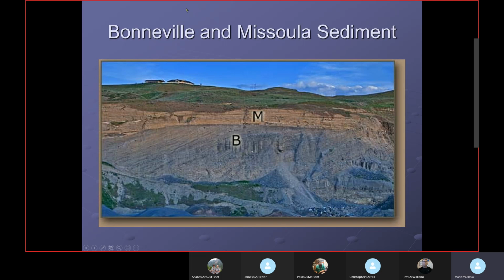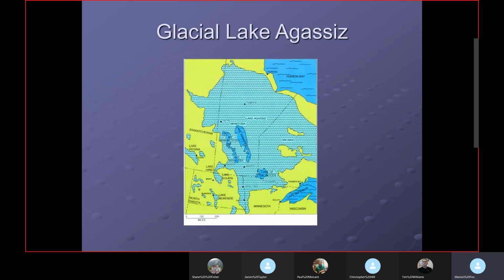Now, Lake Bonneville and Lake Missoula both provided sediment. Here's the Missoula sediment and the Bonneville sediment. So the Lake Bonneville supposedly overflowed first before Missoula did, and laid this bottom sediment, and then Missoula came last after it. So we have the sediment from these two places, from these two lakes.